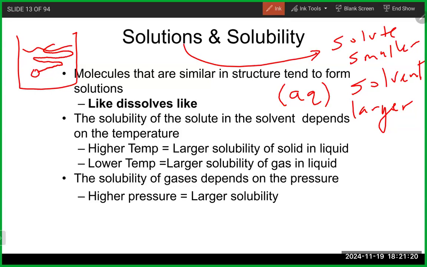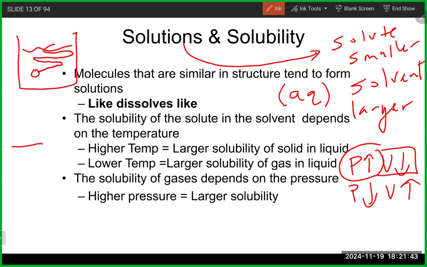The solubility of gases depends on pressure. The higher the pressure, the lower the solubility. I'm sorry, the larger the solubility of gas. And that goes with our friend Boyle's law, right? As the pressure goes up, the volume goes down, and vice versa. As the pressure goes down, the volume goes up. So when we have really high pressure, we have a smaller volume. And clearly, if we have our gas molecules in a smaller volume, they are much closer to each other, so they're going to be mixing a lot more and going to be a lot more soluble in each other because of that smaller volume.